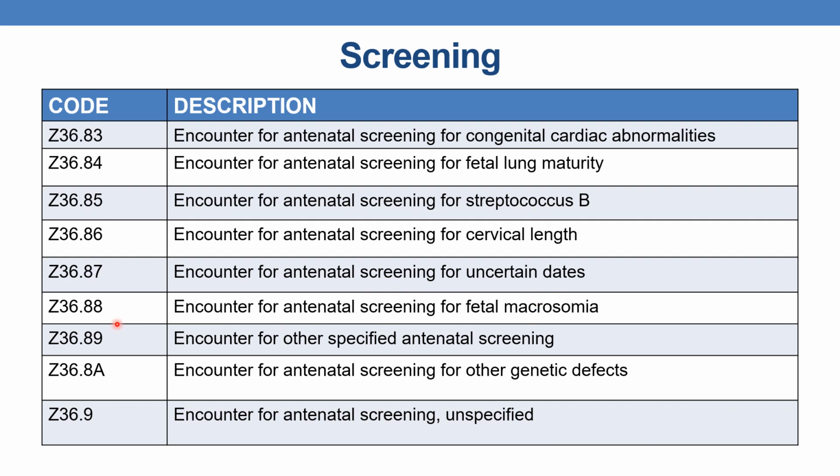The next is Z36.88. It deals with antenatal screening for fetal macrosomia. The next is Z36.89. It deals with encounter for other specified antenatal screening. Next is Z36.8A. It deals with encounter for antenatal screening for other genetic defects. The next is Z36.9. It deals with encounter for antenatal screening unspecified.